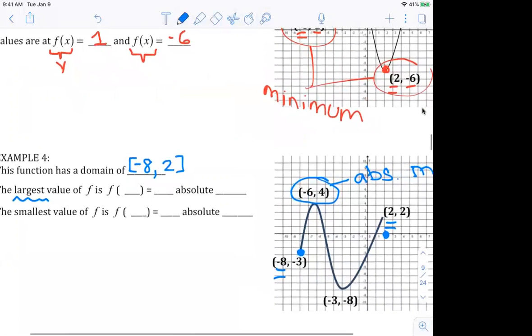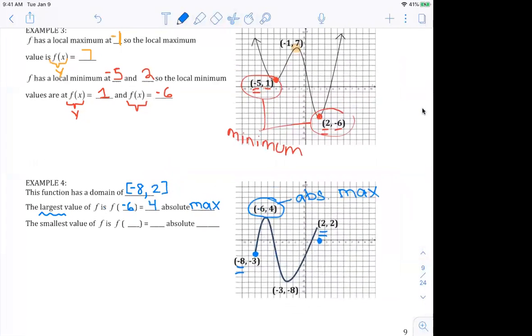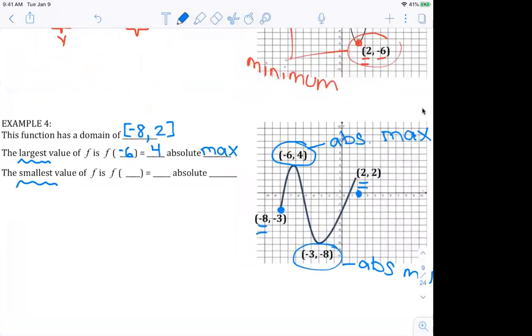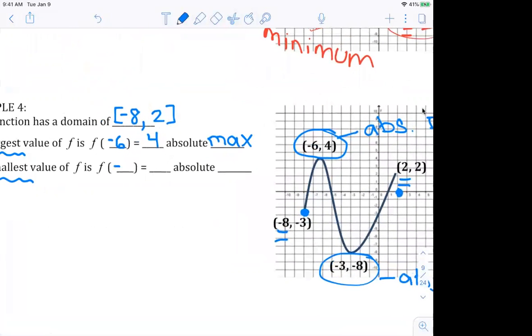And it's located at f of -6, because inside that parentheses is the x, and it equals 4. And we would call that the absolute max. Whenever it's a largest value, it's going to be the absolute max. The smallest value, we're looking for the minimum. Where is the low point? That's going to be located right here. This is going to be our absolute minimum. And we can say f of -3 is equal to -8, and that's our absolute minimum.